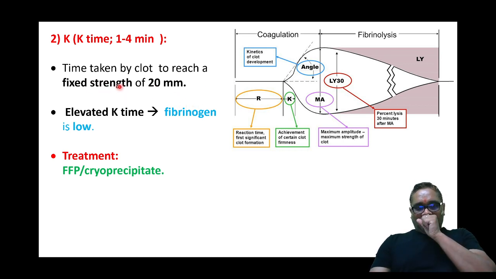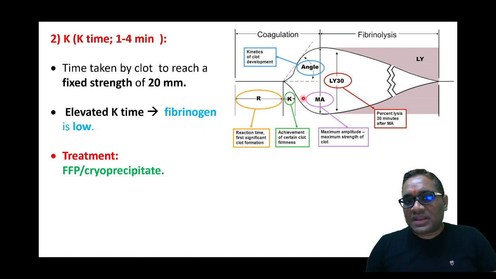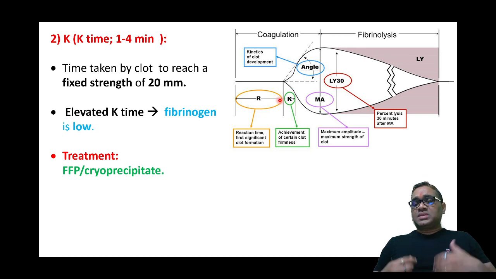So it is the time taken by the clot to reach the fixed strength of 20 millimeter. That is called K time. So 20 millimeter of strength has been achieved. That is called K time, which is 1 to 4 minutes. So it will take 1 to 4 minutes to reach that strength, right? Suppose this K time is elevated. What does it indicate to us as a clinician?